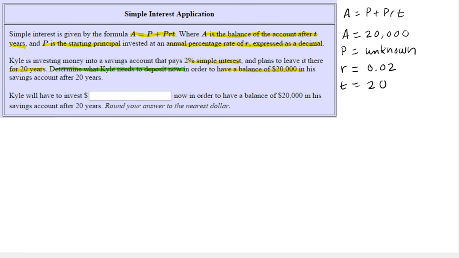So now let's rewrite the formula and fill in all of the values we know. So we have A equals P plus PRT. A we're going to replace with 20,000. P is unknown, so I'm just going to keep it as P. Keep this as P. Now notice PRT, there's implied multiplication here because they're all right next to each other. So R is 0.02. I'm going to put that in parentheses to show the multiplication. And T is 20.